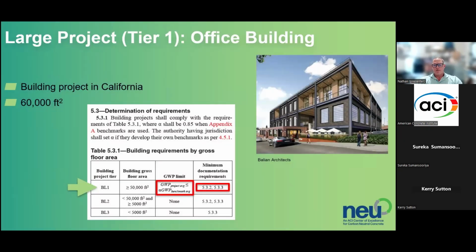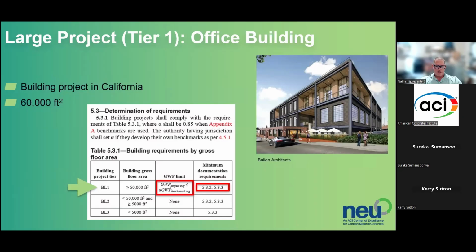Finally, let's look at a large project, an office building, this one in El Segundo, California, 60,000 square feet. Take a look at table 531. We see that greater than or equal to 50,000 square feet is in fact a Tier 1 project. And now we do have a GWP limit.